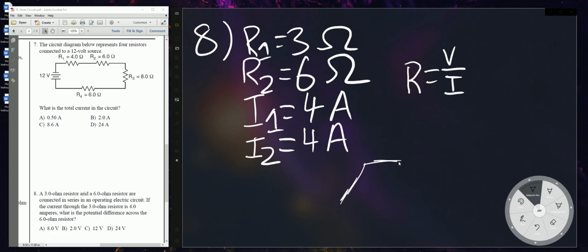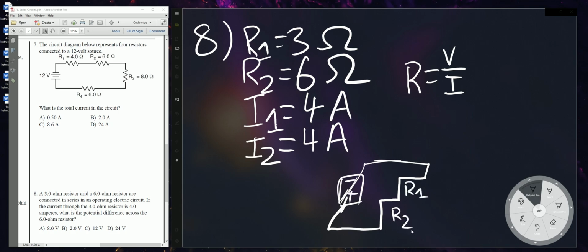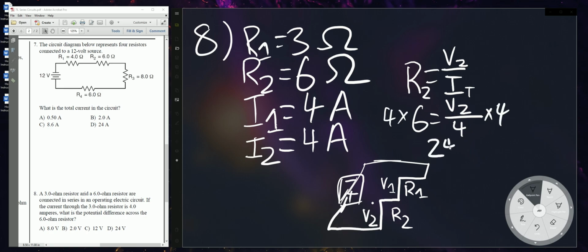So if you take a look at this, it's your battery, and this is R1, R2. They want V2, the voltage drop for R2. This is V1 and this is V2. How do we get V2? We use this formula, but instead of total, we use R2. V2 is equal to the current, because the current is the same no matter what. R2 is 6 ohms, V2 is what we will find out, I is 4. So 6 times 4 is 24 volts. You get V2. So the answer is D.